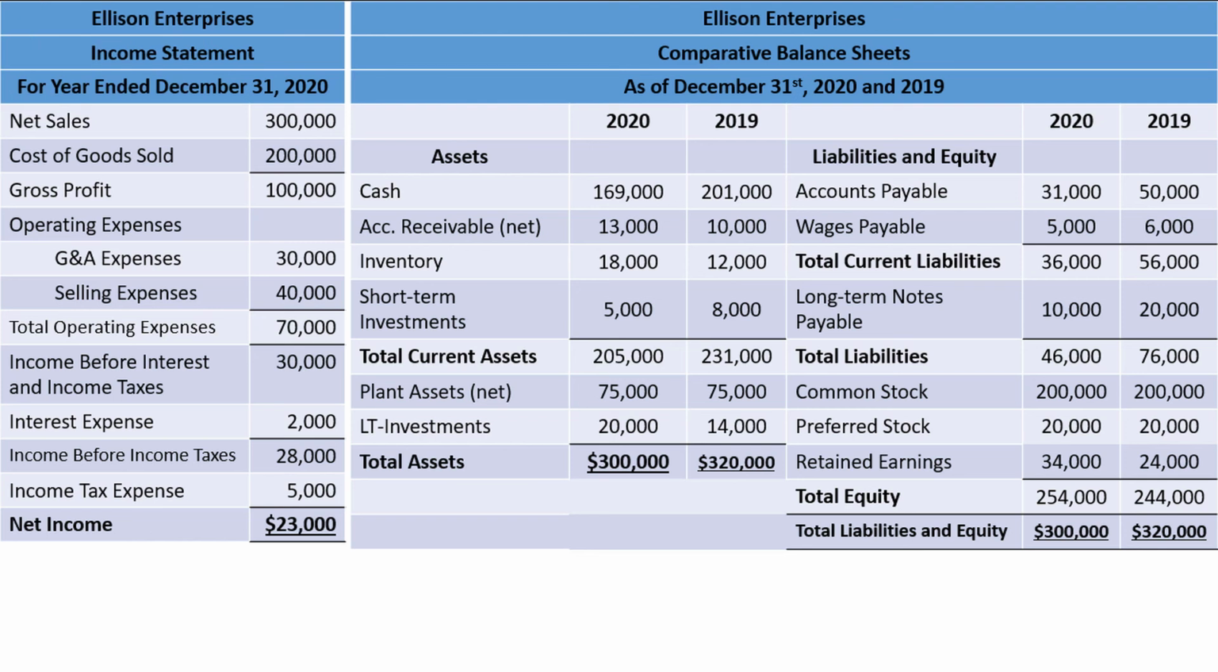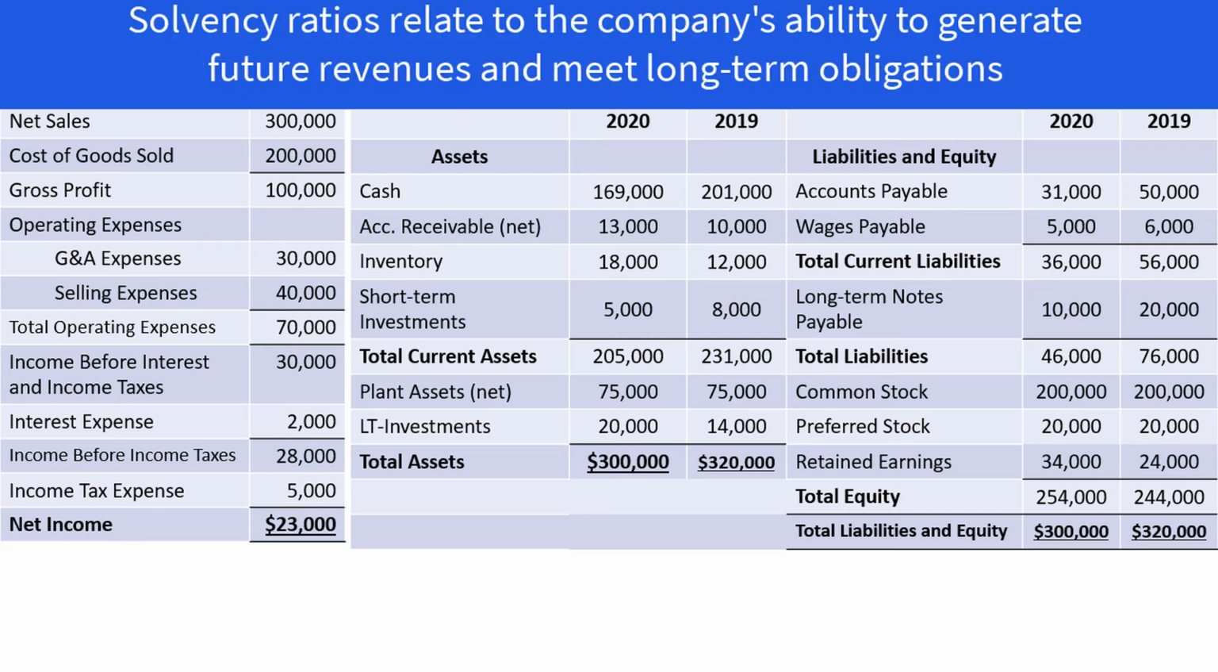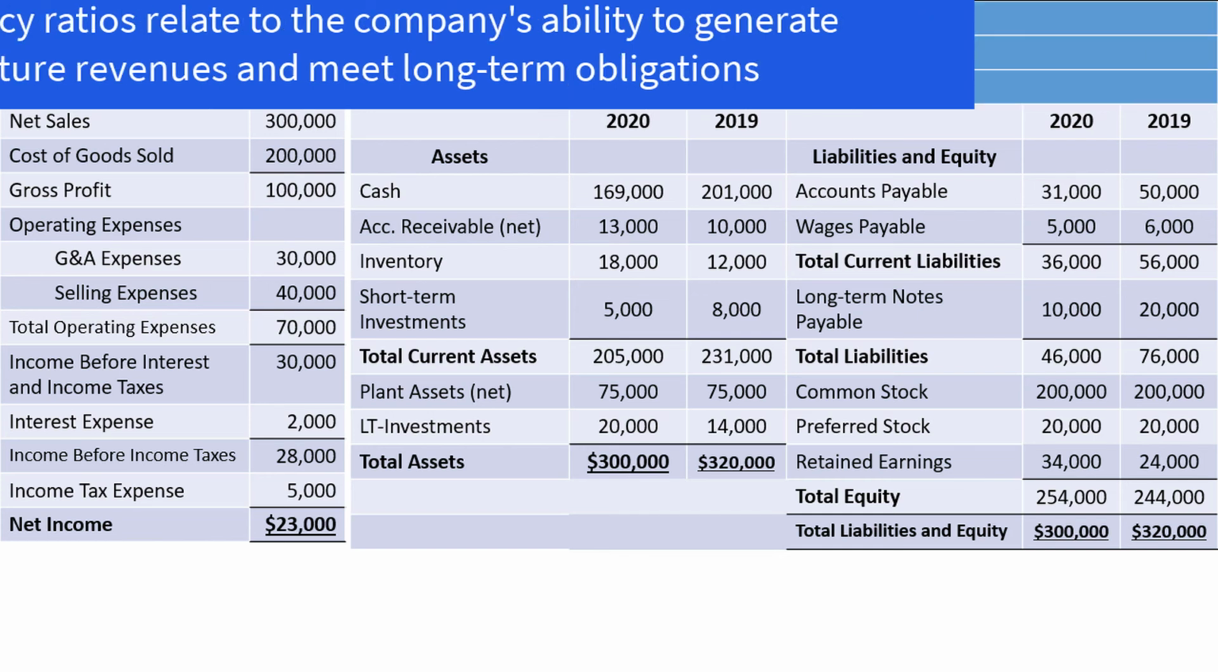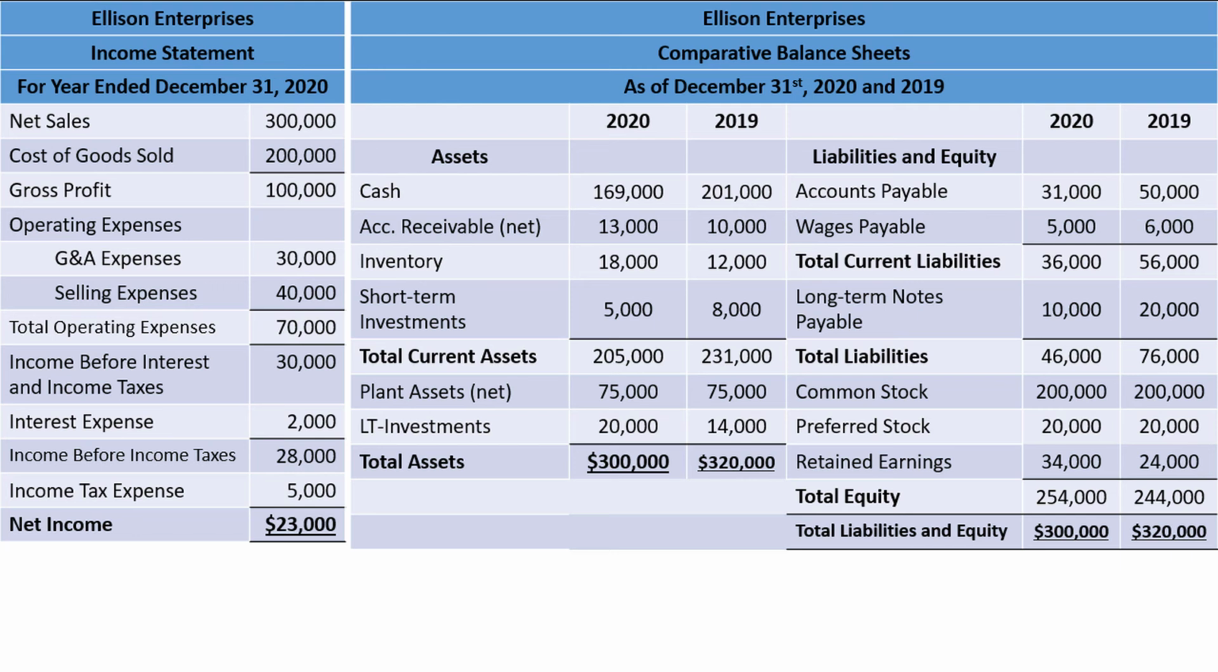Okay, now that we are finished with the liquidity and efficiency ratios, we can move on to the solvency ratios. Remember that solvency ratios measure the company's ability to generate future revenues and meet long-term obligations. The first two ratios go together, and they are the debt and equity ratios.